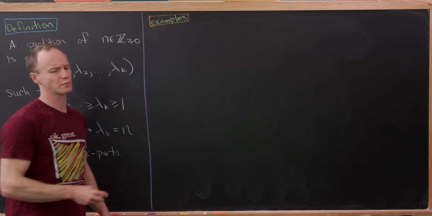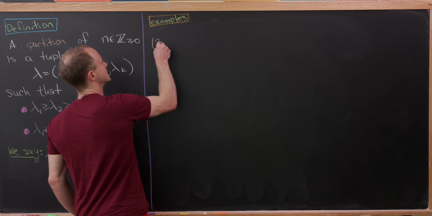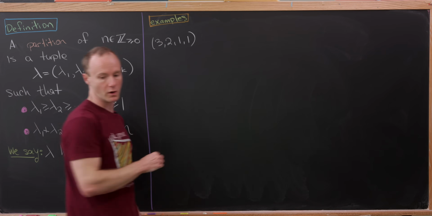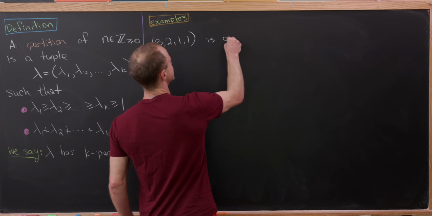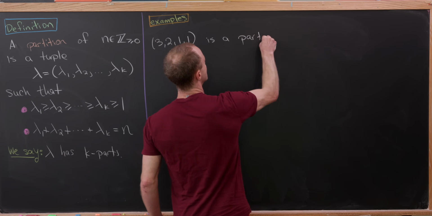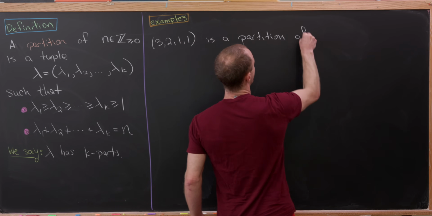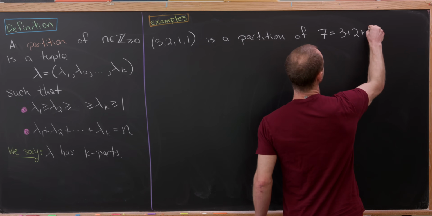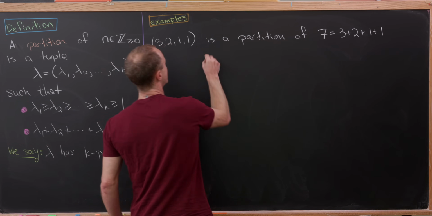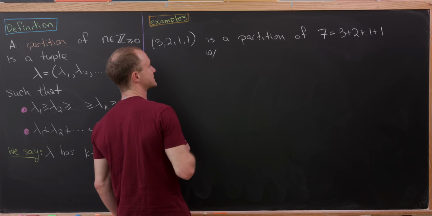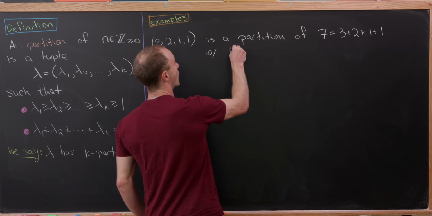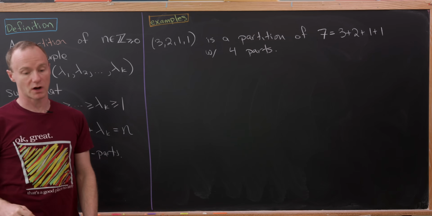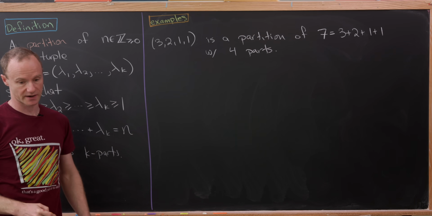Okay, so let's look at some really, really simple examples. Let's start with the quadruple 3, 2, 1, 1. And let's notice that this is a partition of what number? Well, it's going to be of 7 because 7 is equal to 3 plus 2 plus 1 plus 1. Furthermore, we say that this partition has 4 parts. Well, I think that's kind of obvious because it's a quadruple. It has 4 entries there.